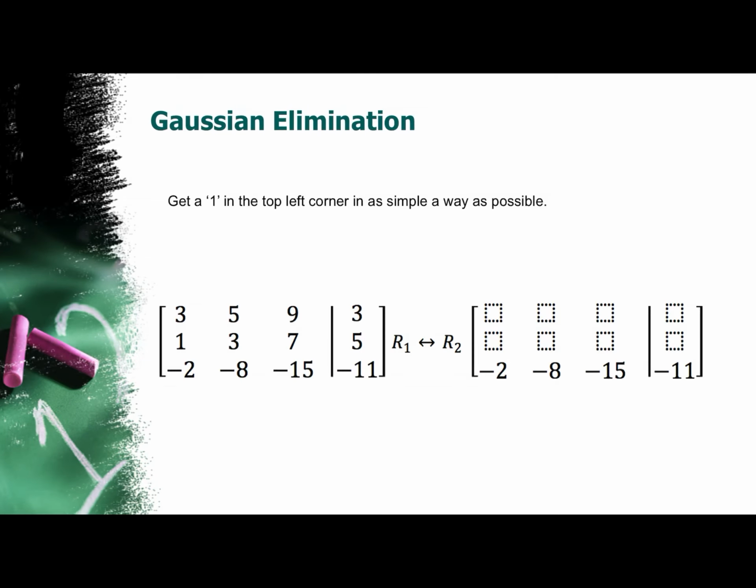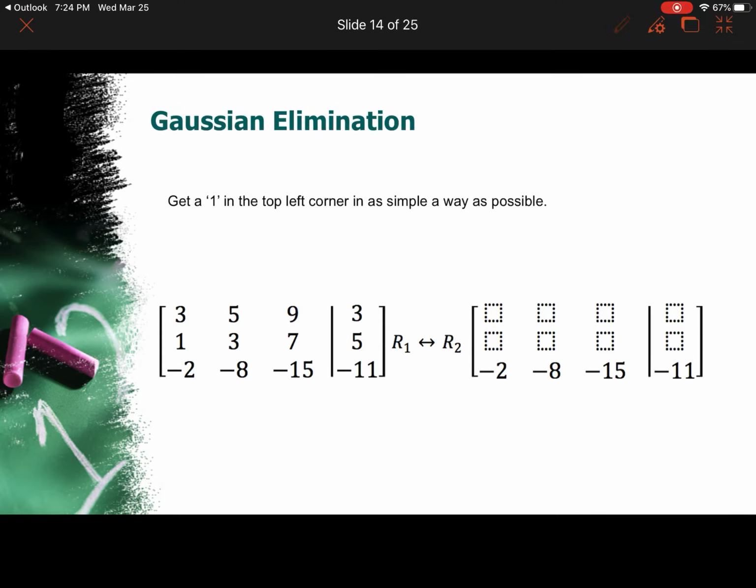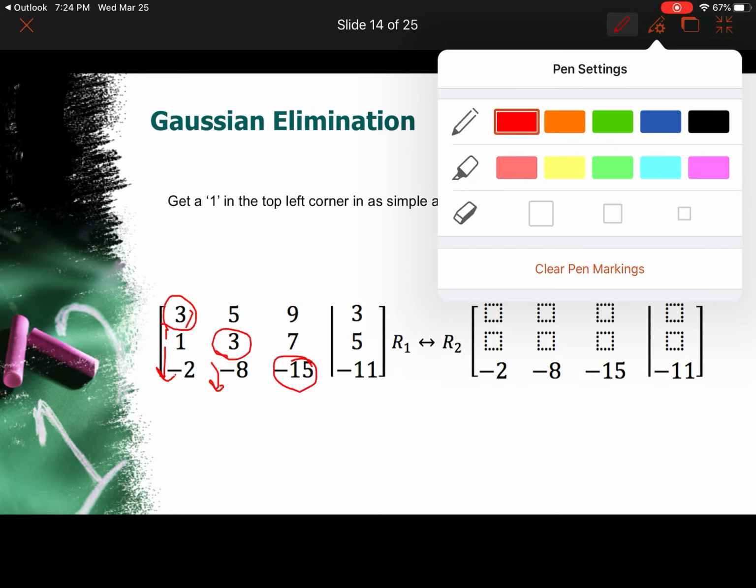Okay. All right, so we still have the same kind of goals. Our first goal is to get a 1 right here. And then we'll get zeros below it. And then we'll get a 1 right here. And then we'll get a 0 below it. And then we'll get a 1 right here. And then we'll have it in row echelon form.